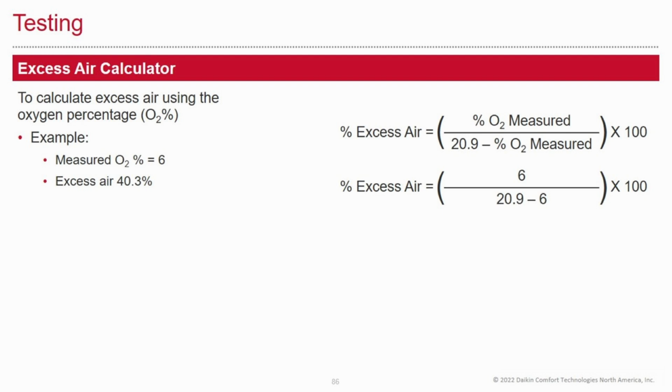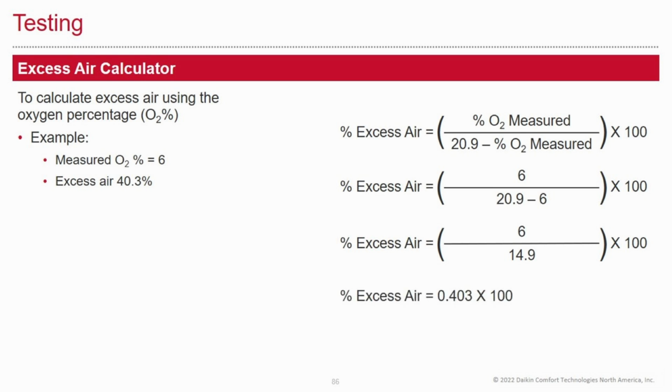So the measured O2 was 6%. So we take 6% divided by 20.9 minus 6% times 100, which is 6% divided by 14.9 times 100. So the excess air is 0.403 times 100, or 40.3%.